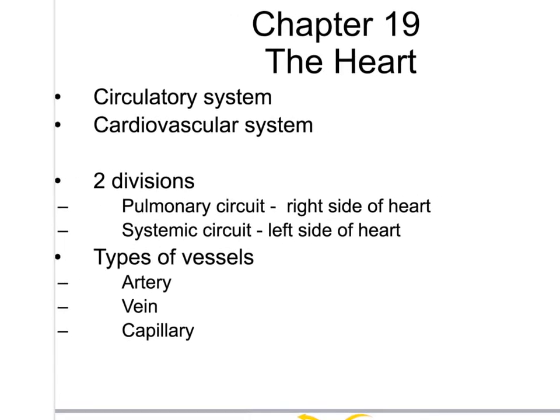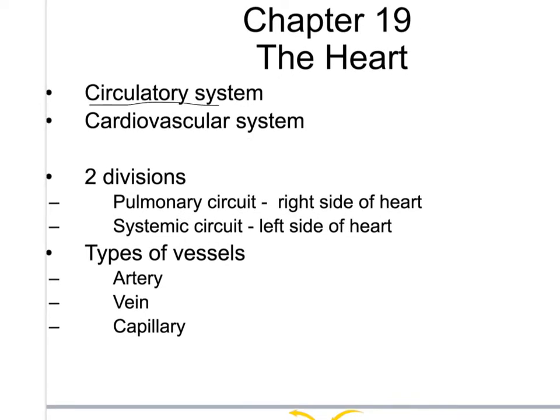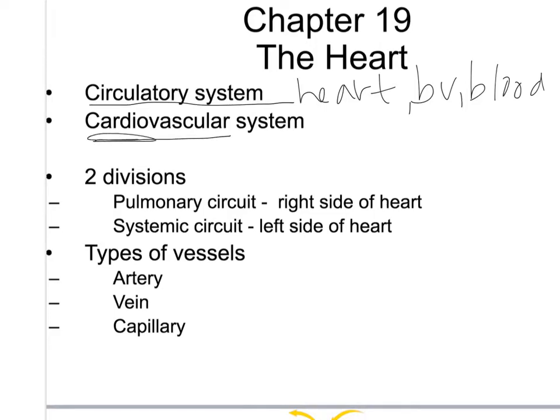Okay, so it's important to realize that the circulatory system is the heart, blood vessels, which I'm going to abbreviate BV, and blood. So it's all three things, whereas the cardiovascular system, if you think cardio is heart, and then vascular would be the blood vessels. So cardiovascular does not include the blood. Now there are two big subdivisions of the cardiovascular system.